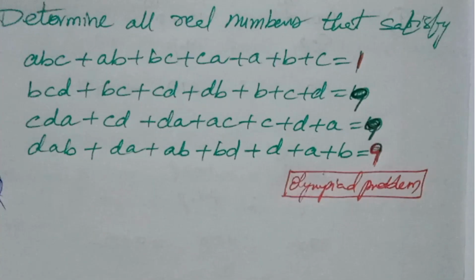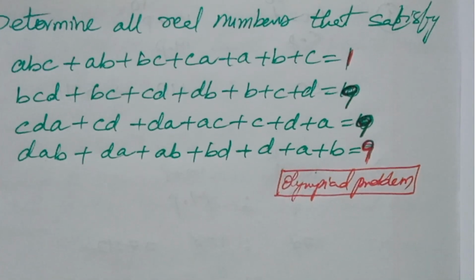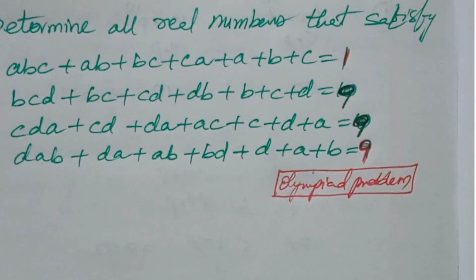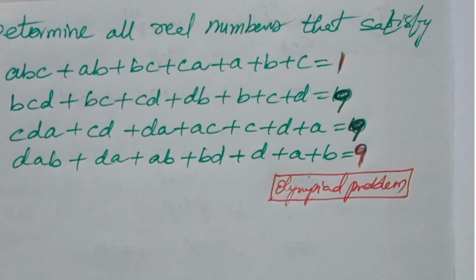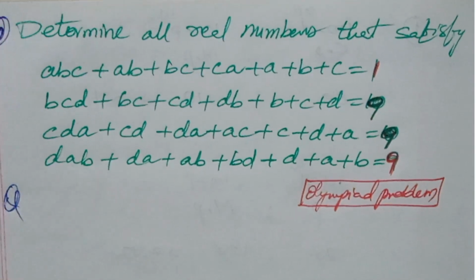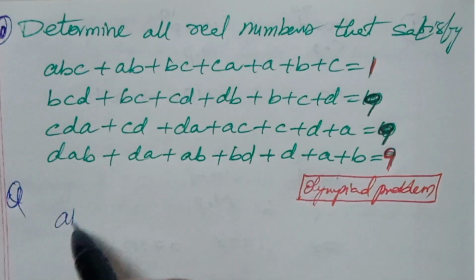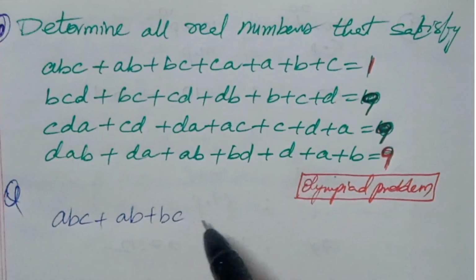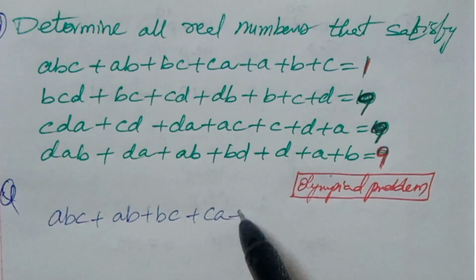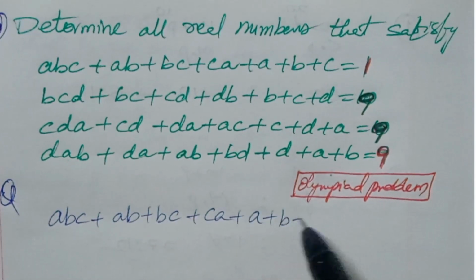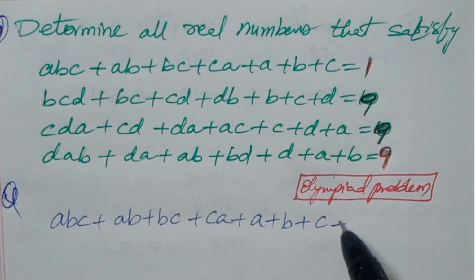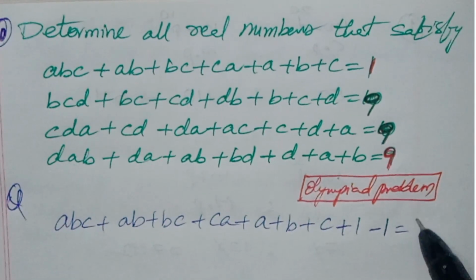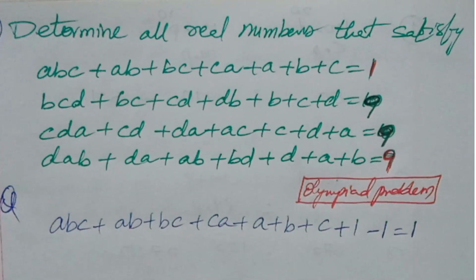Okay, how to solve this problem? This is one nice problem. The logic is: abc + ab + bc + ca + a + b + c, adding 1 and subtracting 1, or you can say adding 1 on both sides.